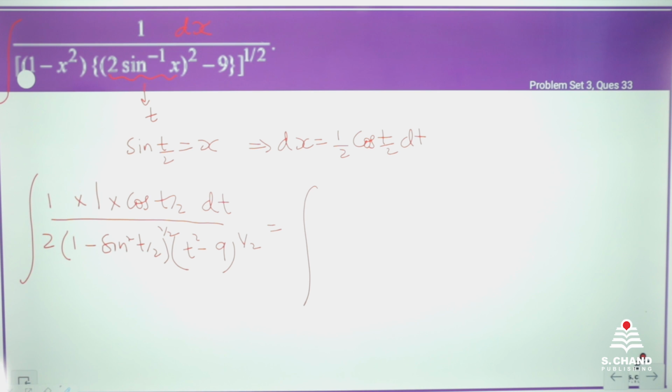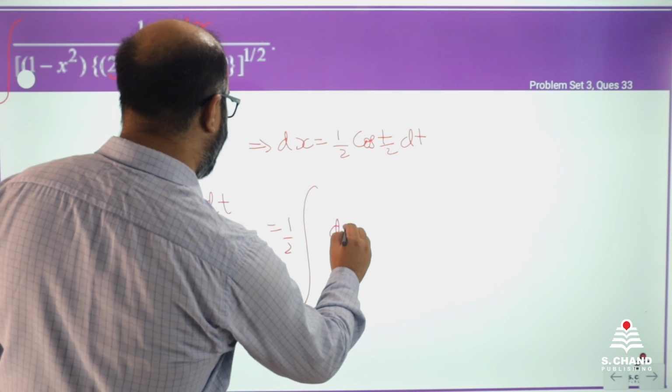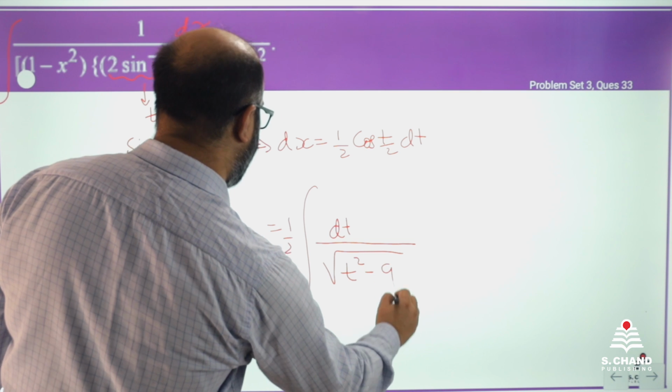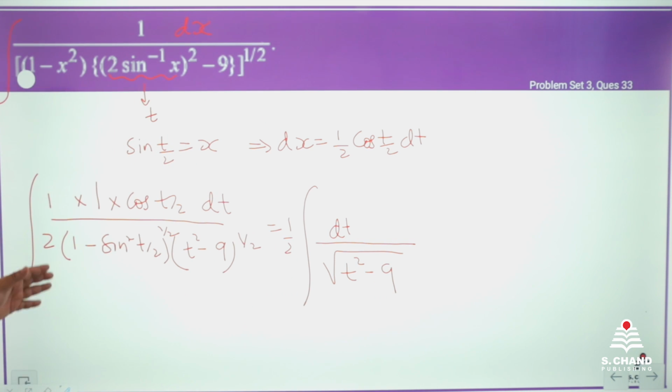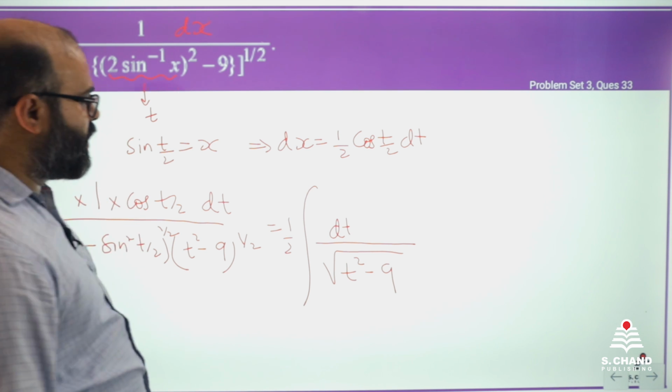This is also in a square root, so this will become cos t by 2. So cos t by 2 will cancel and you will get 1 by 2 dt upon root over t square minus 9. So 1 by 2 will come outside and cos t by 2 will cancel. This will be root over t square minus 9.